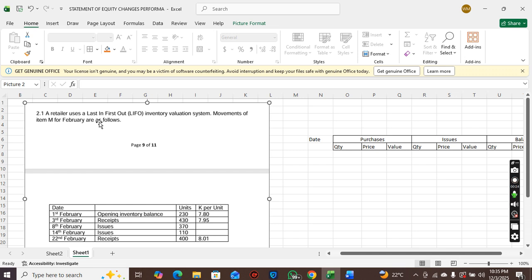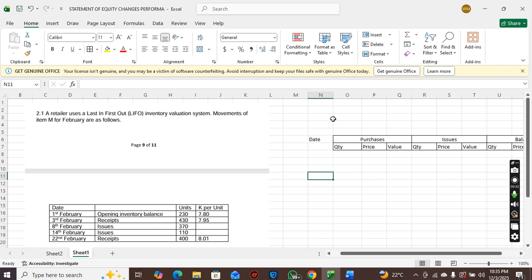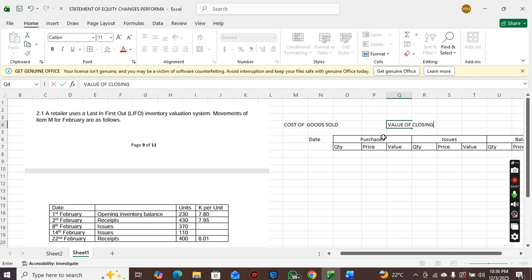That is number one. You want to find the value of the closing inventory. Number two, you want to find the cost of the goods that have been sold. So you want to find cost of goods sold, and you want to find the value of closing inventory. These are the two things we want to find.